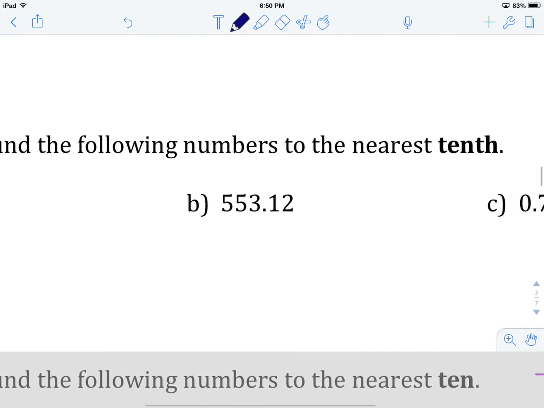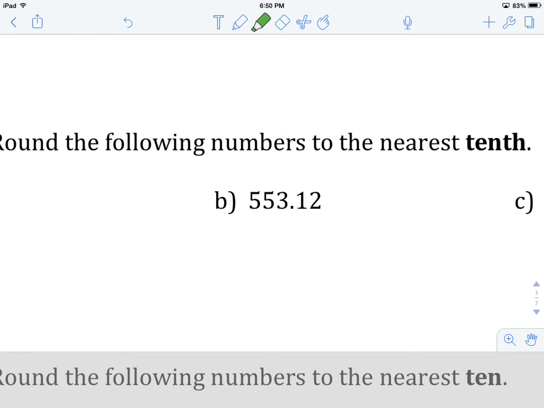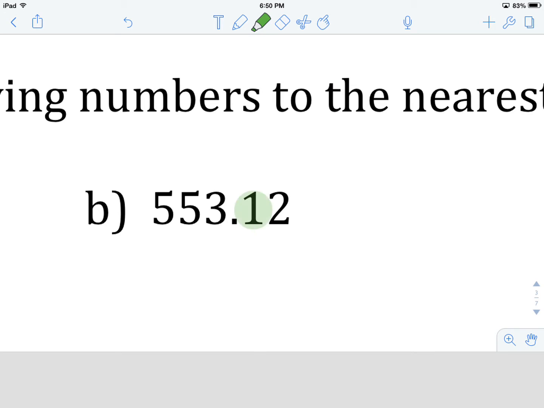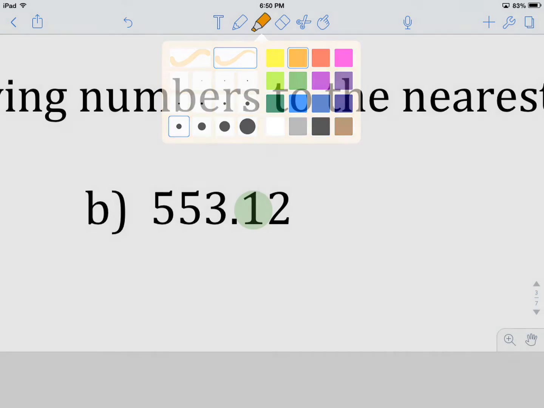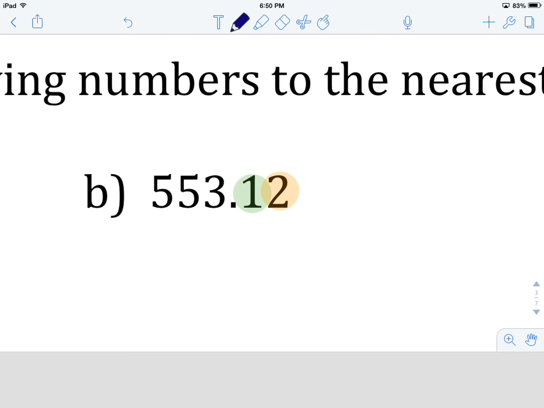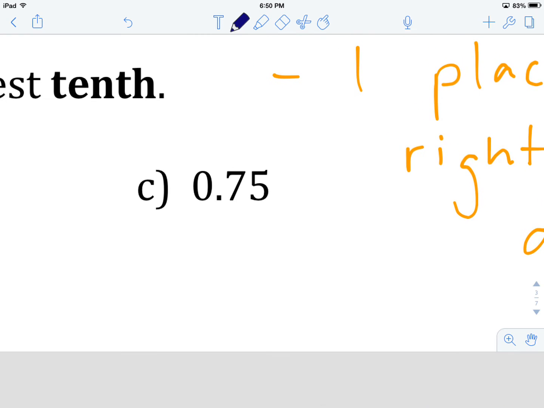Let's have a look at example B. Example B, 553.12 rounded to the nearest tenth. So let's find the tenth place value. There it is, 1 spot to the right of the decimal. I look to the digit after it, which is a 2 in this case, to tell us how to round the 1. And that 2 tells us to keep the 1 the same. We're going to round it down, or keep it the same rather, as a 1. So that's going to be 553.1. And that's where we stop. At this point, I'd like you to pause the video and I'd like you to try 0.75 on your own. Give it a try. When you got it, come on back and we'll see how you did.